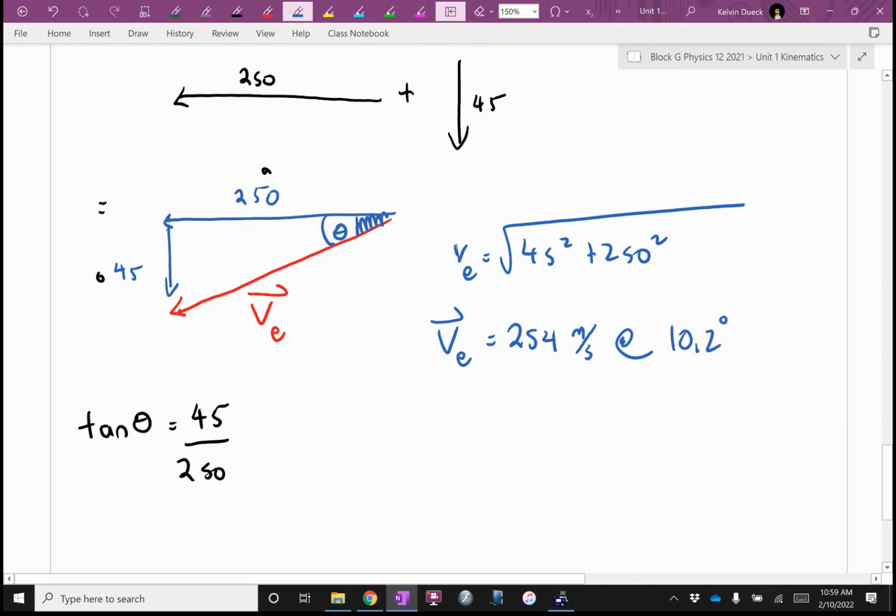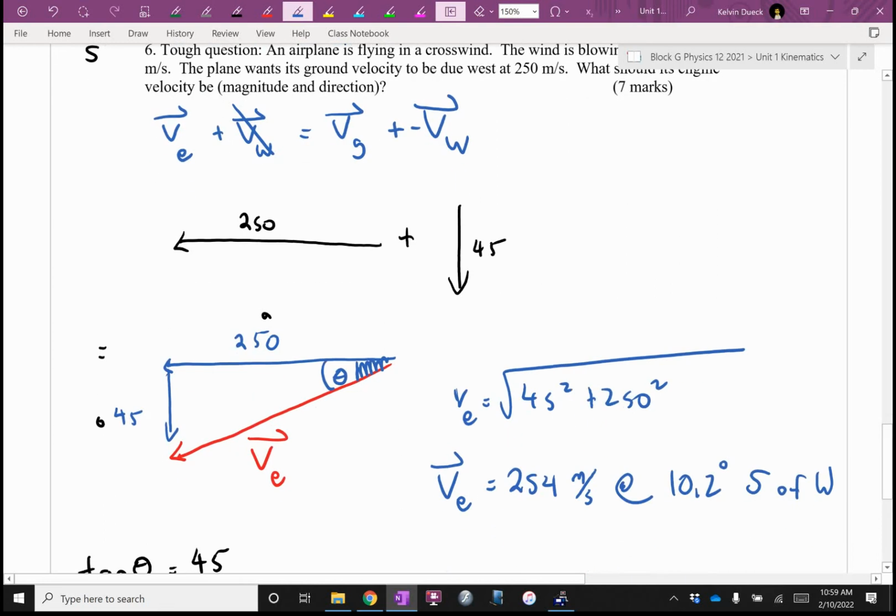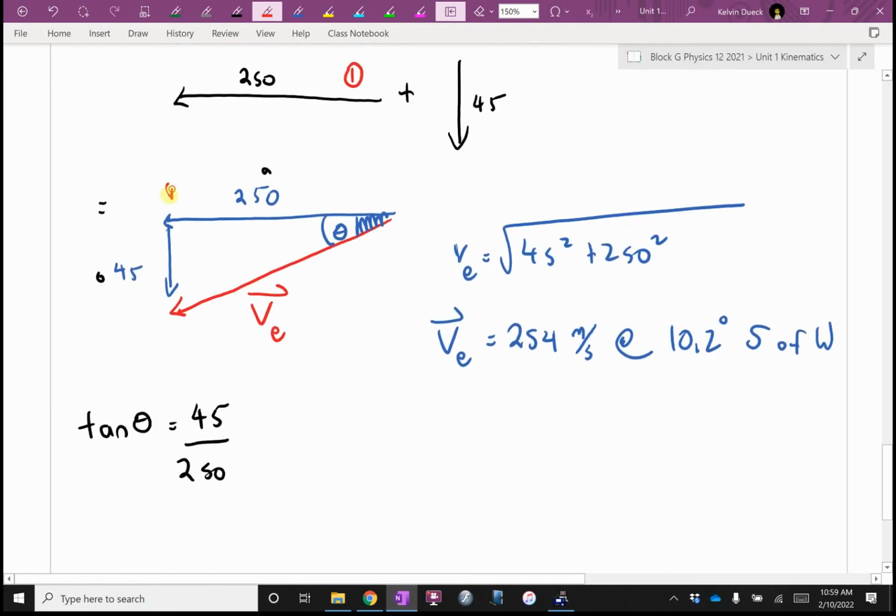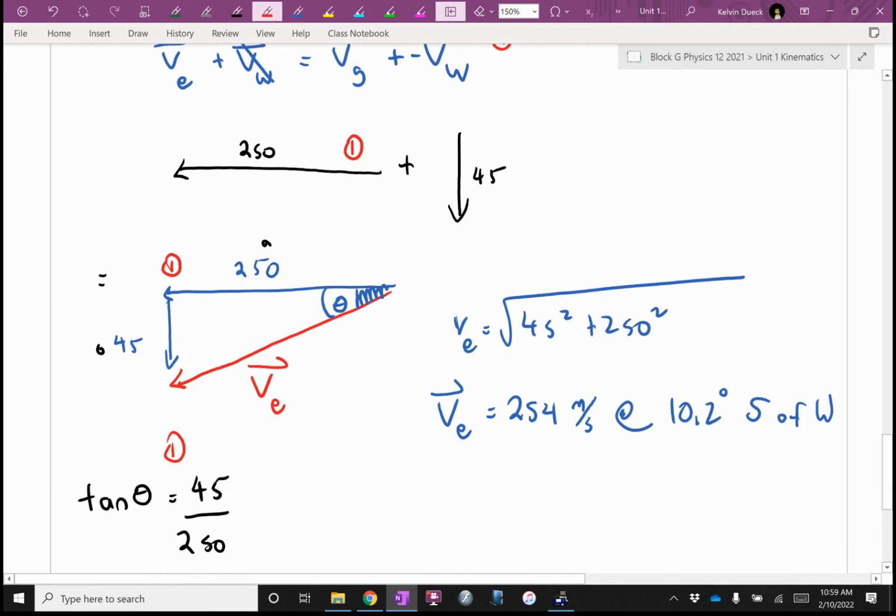North of south, east of west, what of what? I would also take 79.8 degrees west of south. If you got that, 7 out of 7. Otherwise, I would do something like this. I would give 1 mark if I saw that. I would give 1 mark if I saw that. I would probably give 1 mark for the vector triangle, 1 mark if I saw tangent, 1 mark for the magnitude, 1 mark for the theta, and 1 mark for the what of what.